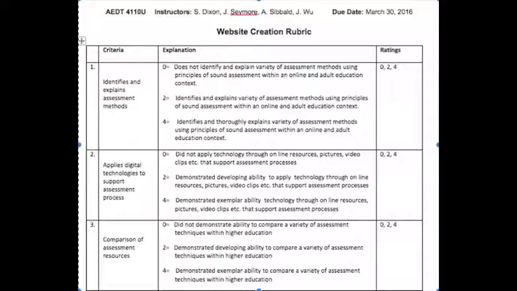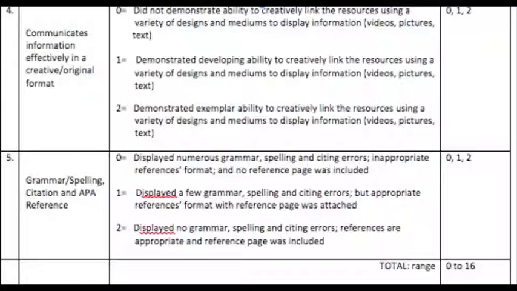This next slide lays out our rubric for the assignment. Please take a moment to pause the video and read over the rubric. And again, please pause the video to read over our rubric.